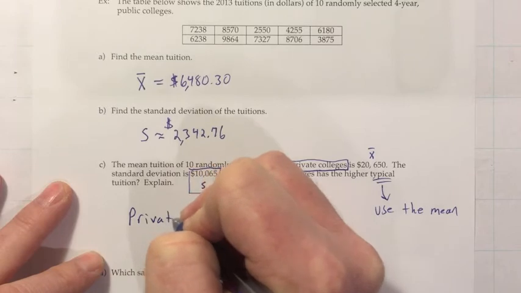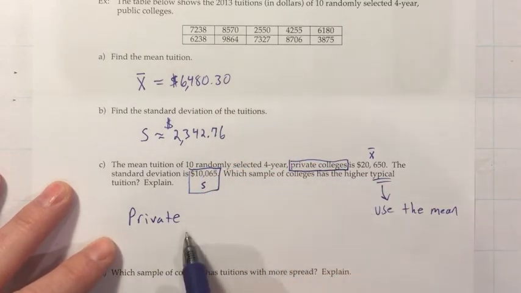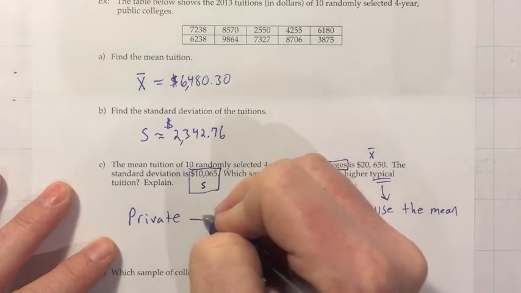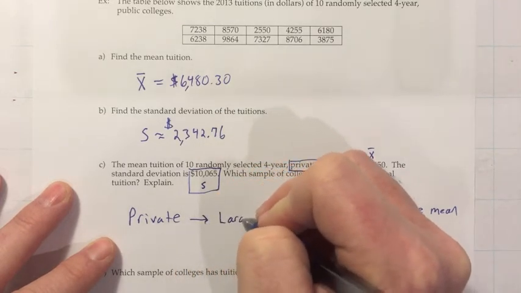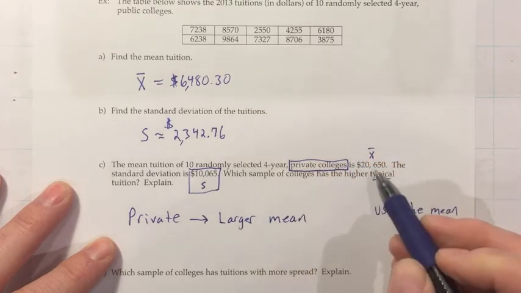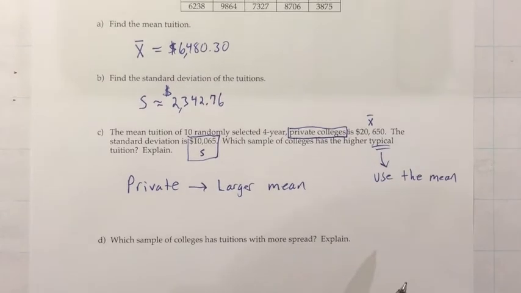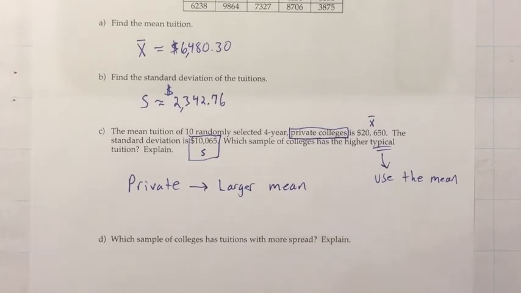So the first part of my answer would be private, right? Which sample of colleges has the higher typical tuition? It was private. And why? Because it had a larger mean, 20,000 compared to 6,400. And then which sample of the colleges has more spread?